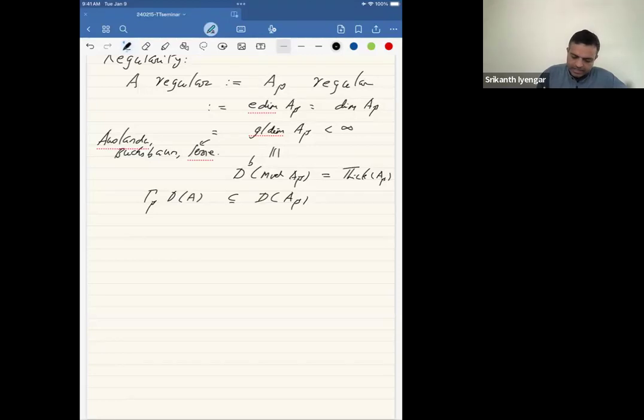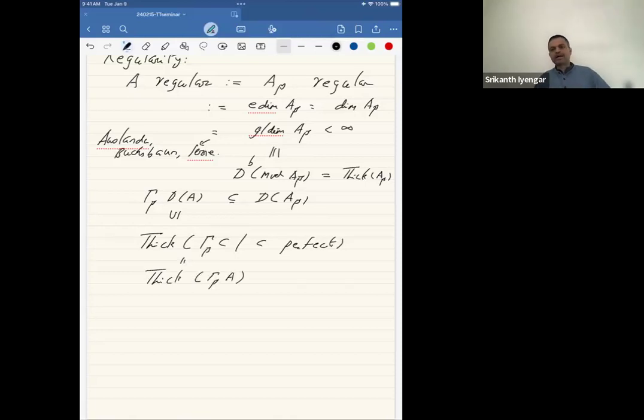Now, sitting inside this is the image of the compact objects in the big category. So this is C, where C is compact. So C is perfect. I should have written P. Okay. But of course, this is the same as saying you're looking at the thick subcategory generated by the image of the ring itself.